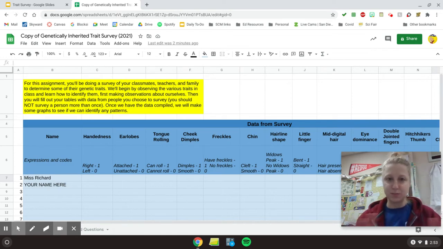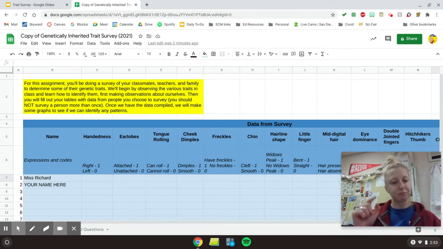So for one, you've got this big blue table. That's what you're going to be filling out. The table has all the traits here, and it has this that says expressions and codes. So what that means is expression means how something shows up in you. So for handedness, you might be right-handed or you might be left-handed. Each expression has a code that goes with it for our purposes. You're going to be filling in a bunch of ones and zeros into this table. So you'll just look at which code number goes with the expression and you'll fill that number in.